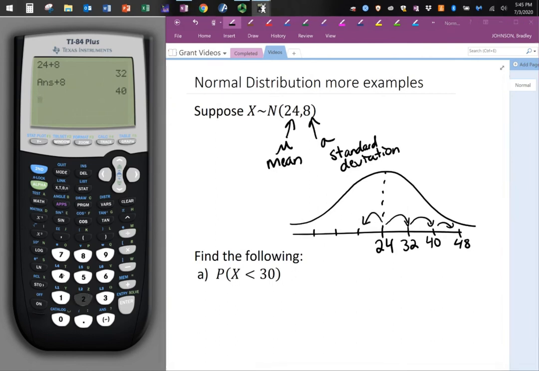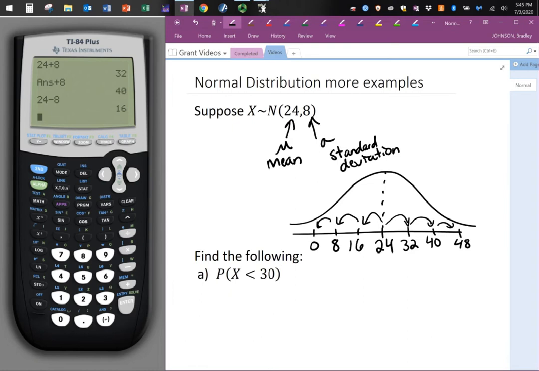So now I could go to the left. I would just take 24, subtract 8, give you 16. I could subtract 8 again, that would give you 8. And if I subtract 8 again, it would give you 0. So you can do your standard deviation. Some teachers like to call these hops, right? You're hopping by standard deviations. That's just an informal way of saying it.